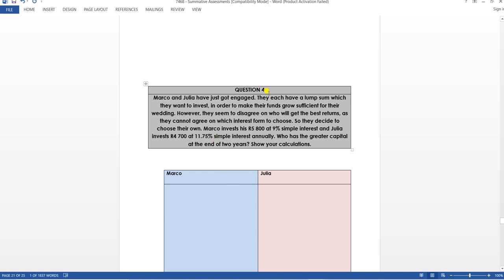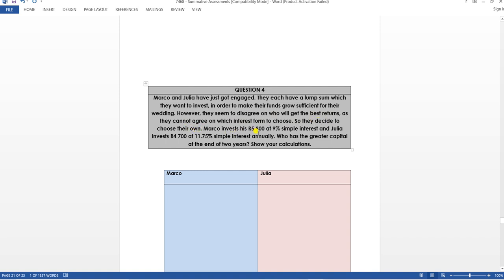And question 4, Marco and Julia have just got engaged. They each have a lump sum which they want to invest in order to make their funds grow sufficiently for their wedding. However, they seem to disagree on who will get the best returns, as they cannot agree on which interest form to choose. So they decide to choose their own.